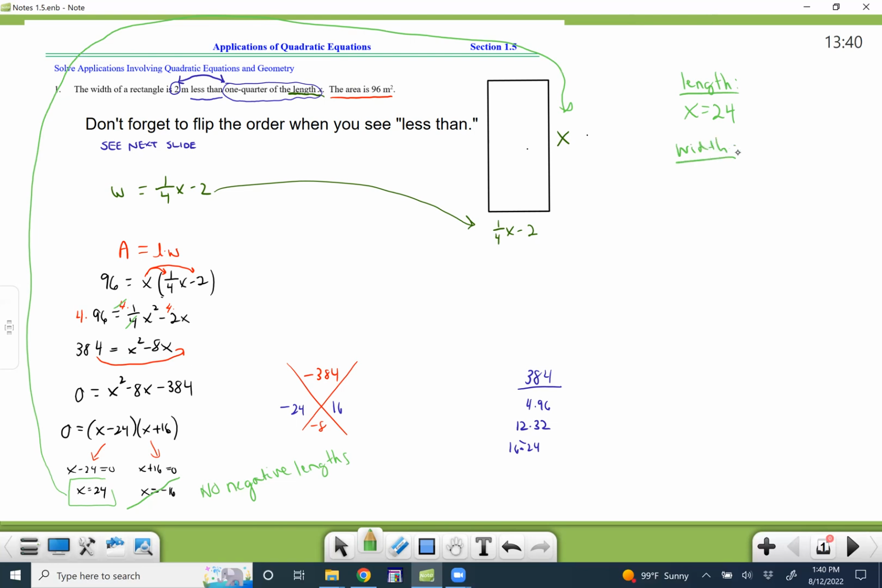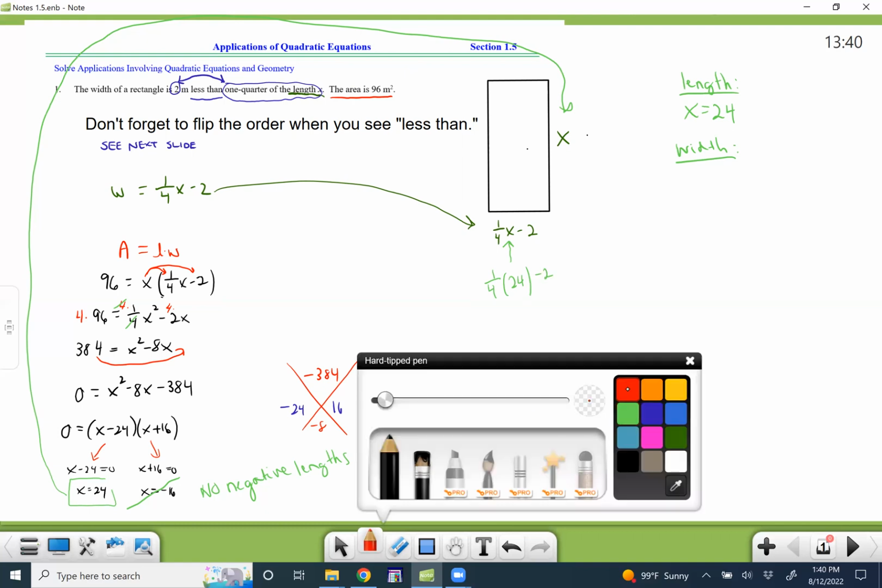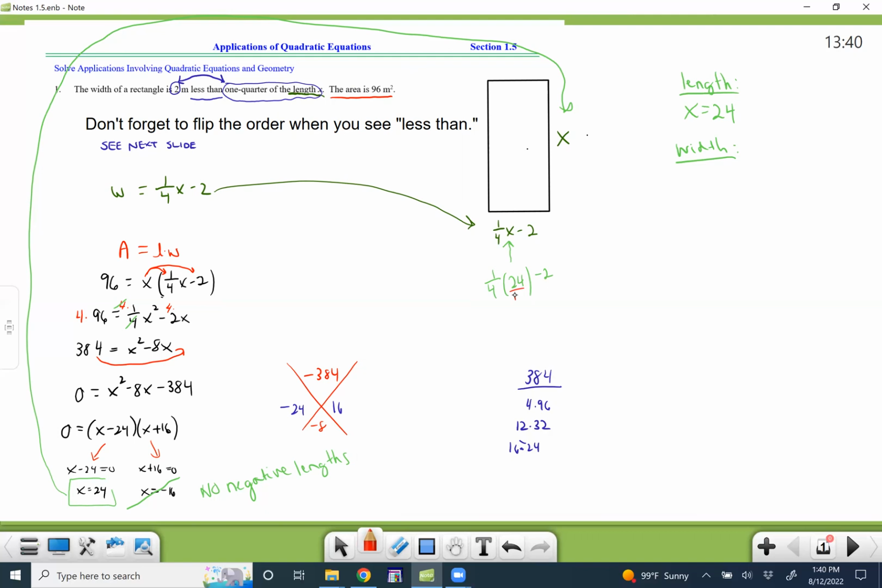So if you want to find the width too, you're going to take that 24 that you just found and you're going to substitute it in where x is. So we have 1/4 times 24 minus 2. Okay. All right. So we'll put a 1 underneath the 24. So it's going to be 24 over 4. And that's just 6 take away 2. So it looks like it's going to be 3, you guys. So the width is going to be 3.